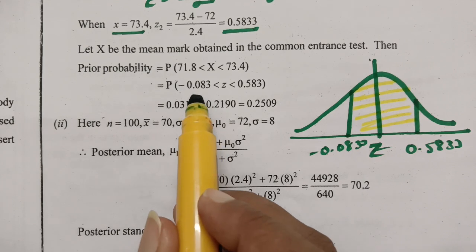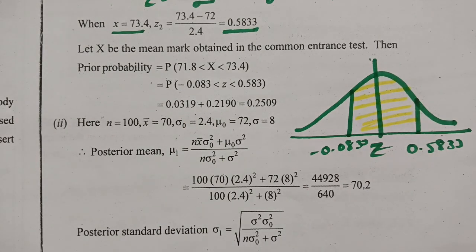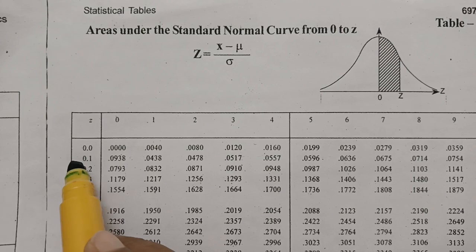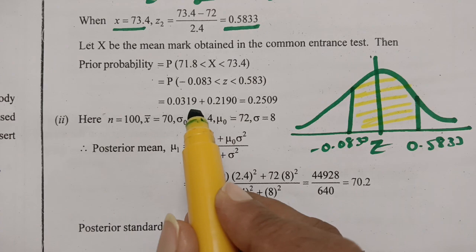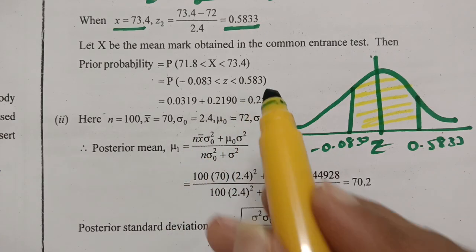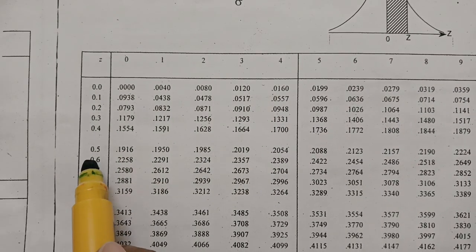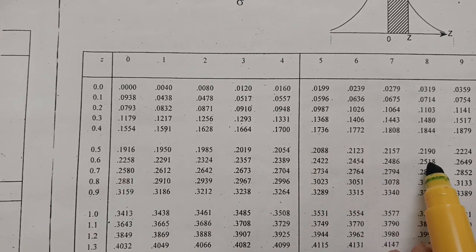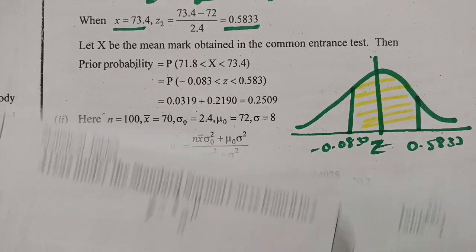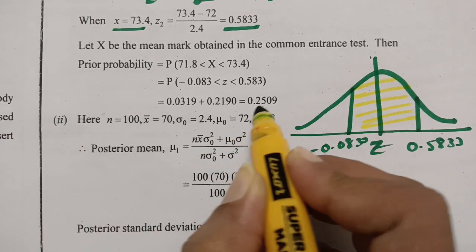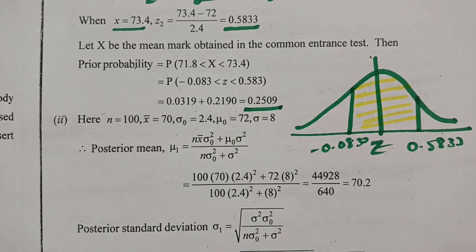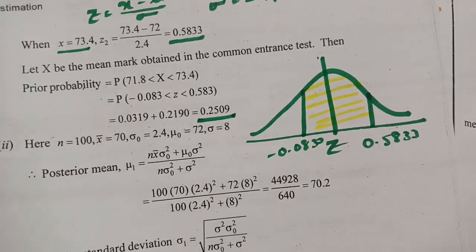First of all, we have to find the area for 0.08. From the table, 0.0 under 8 is 0.0319, and 0.5 under 8 is 0.2190. If I add, the value here is 0.2509. And the next question here, hope you got it.